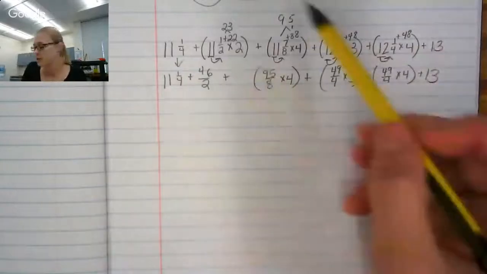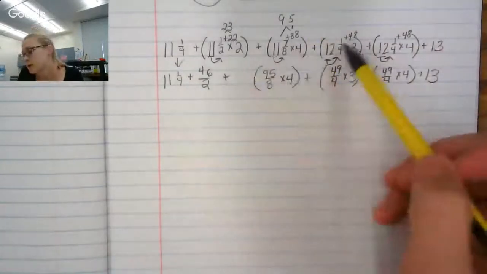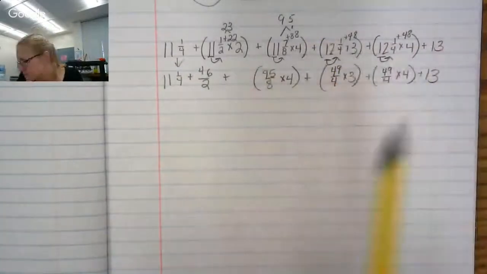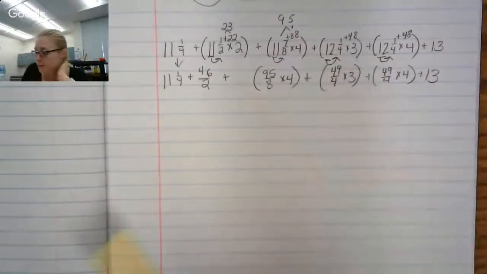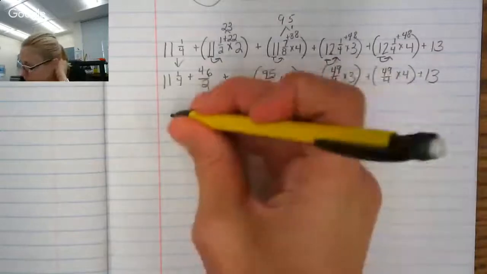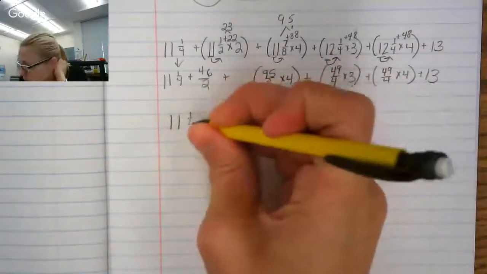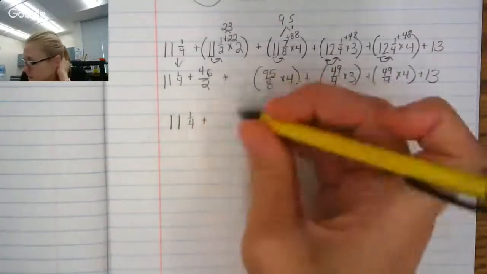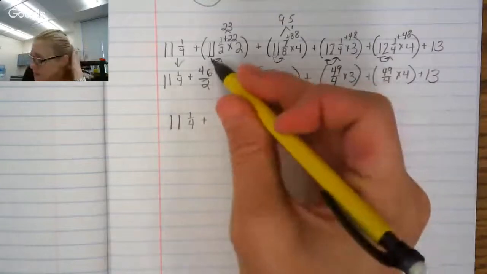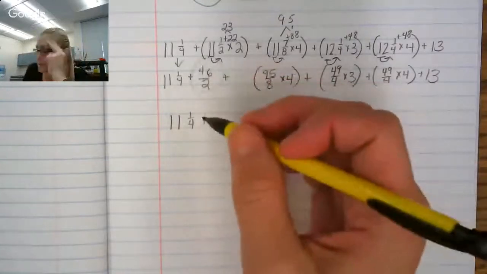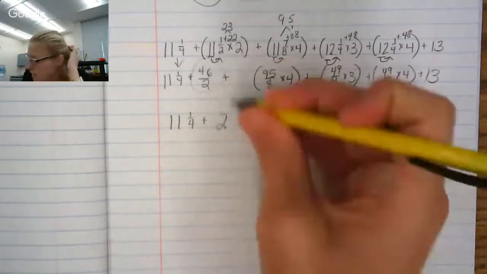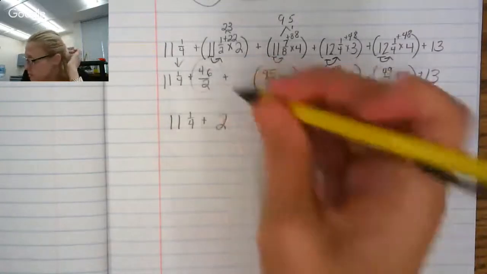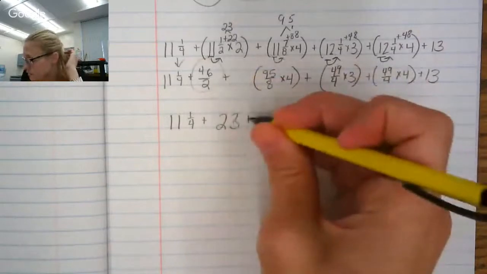So I took these ones, being smarter. I decided it's probably best if we don't skip steps and turn them into improper first, and then I'll go back and multiply them. So this I'm going to drop down, 11 1/4 plus 46 halves. Now some of you will recognize that 46 halves can both be divided by 2. So 4 divided by 2 is 2, and 6 divided by 2 is 3, so that equals 23 whole.